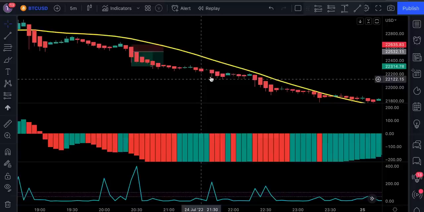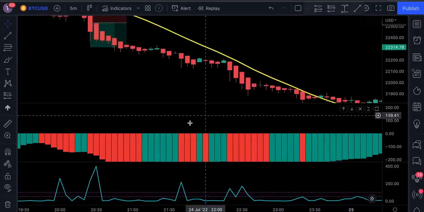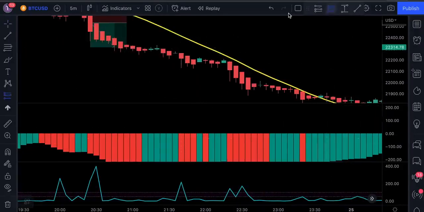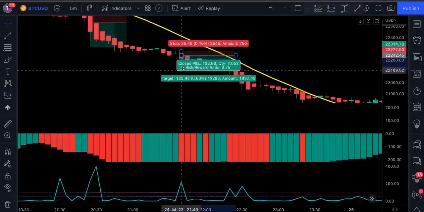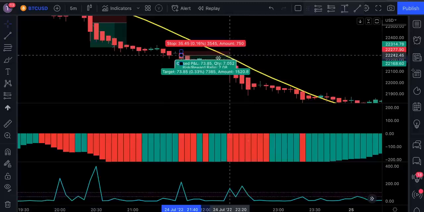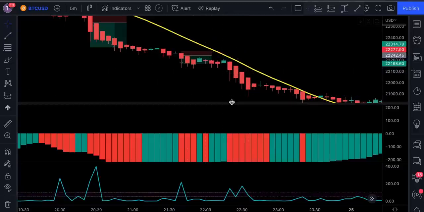Then a few minutes later we have another setup, and this signal is also confirmed. And if we take a look at the next signals, we see they're not confirmed.